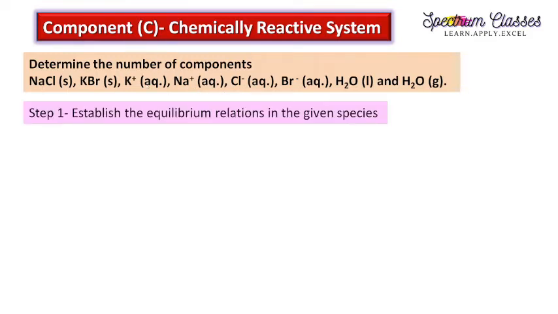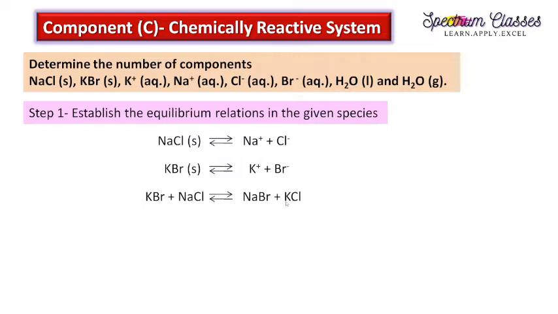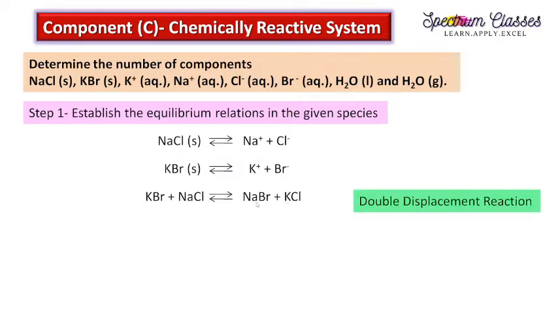Let's solve this in steps. In the first step, establish the equilibrium relations in the given system. You are familiar with NaCl solid. We have already discussed it in my previous video. It dissociates as Na plus and Cl minus, which is one equilibrium. The second is for KBr, K plus and Br minus, and the double displacement reaction, which I gave in my previous example. And since plus and minus charges are involved, electrical neutrality is one of the conditions. So in total, 4 equilibria or 4 equations exist.